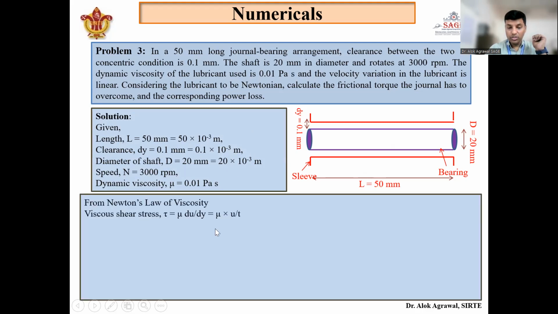Now from Newton's law of viscosity, we have tau is equal to mu du by dy, or we can say it u by t. Here we are using u, and t is the thickness of the oil. That's why we have converted dy into t.